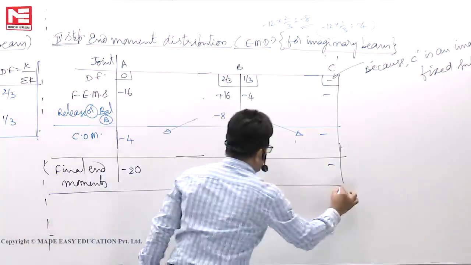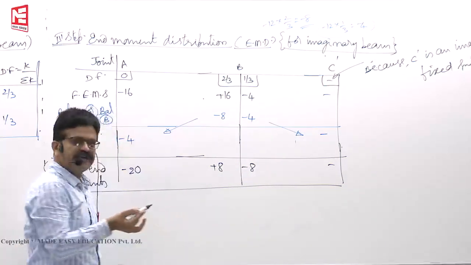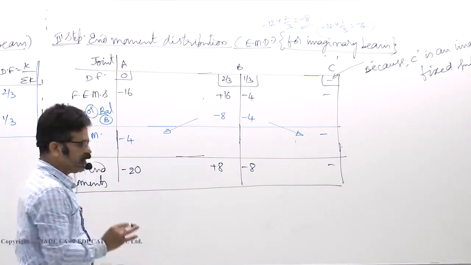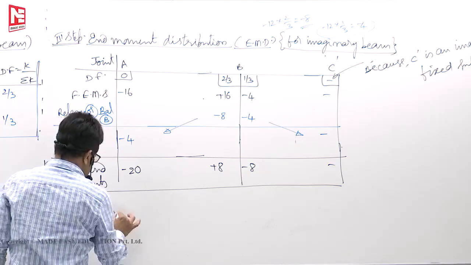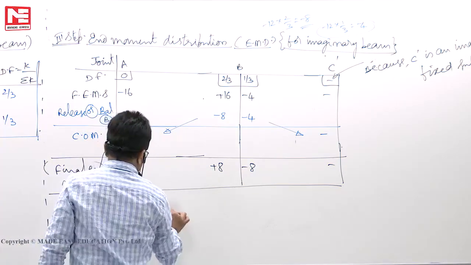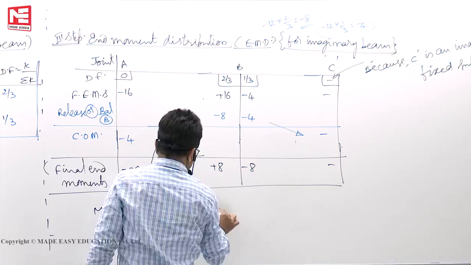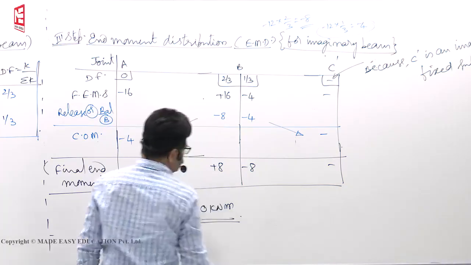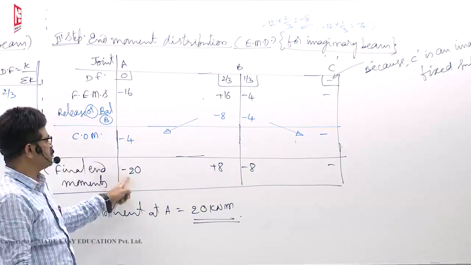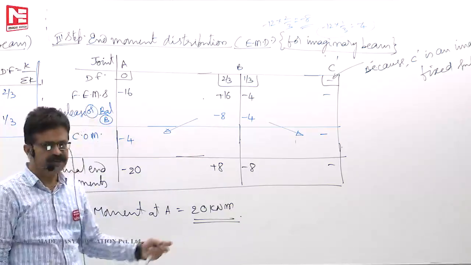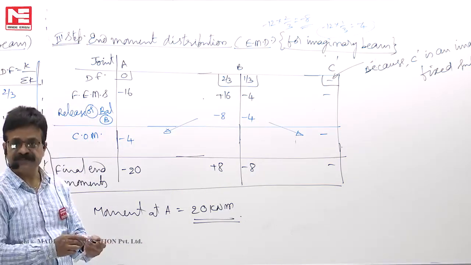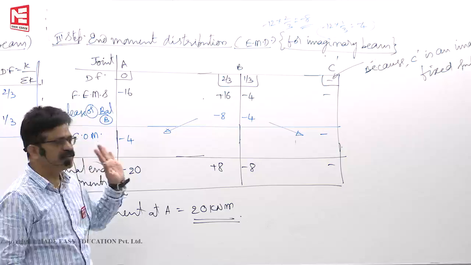Now you see he is asking what is the moment at A. Plus 20 or minus 20 they will not ask you, simply 20. Moment at A is simply 20 kilonewton meter. If they are asking clockwise or anti-clockwise, minus means anti-clockwise. That way also we can write. If they want to be more specific also, we can make it. But 20 is the answer.